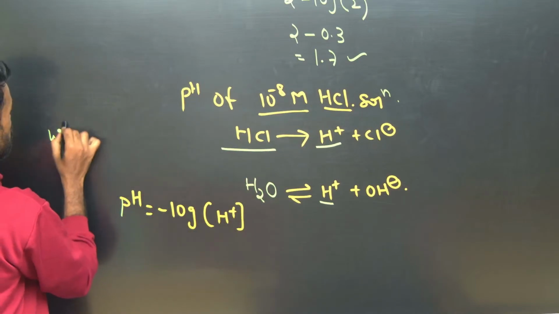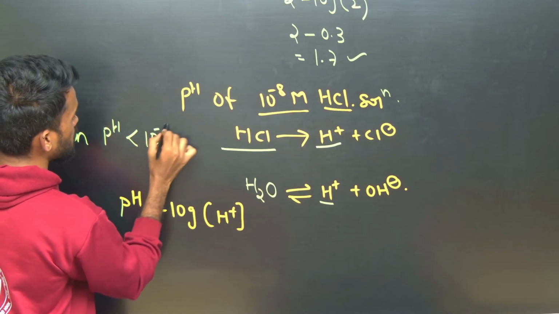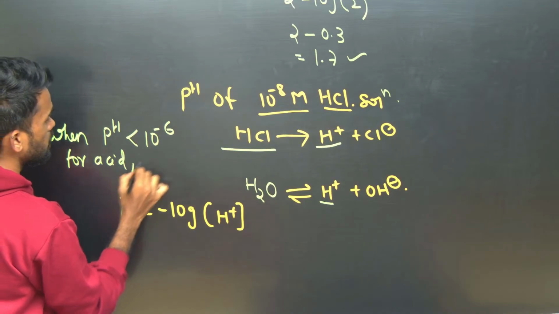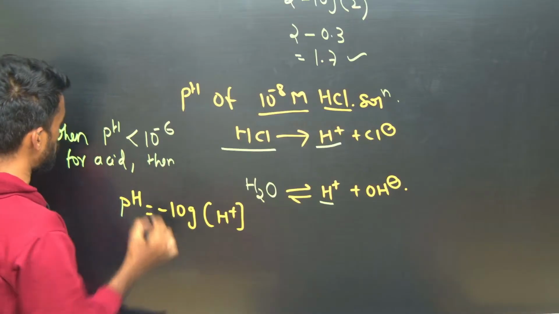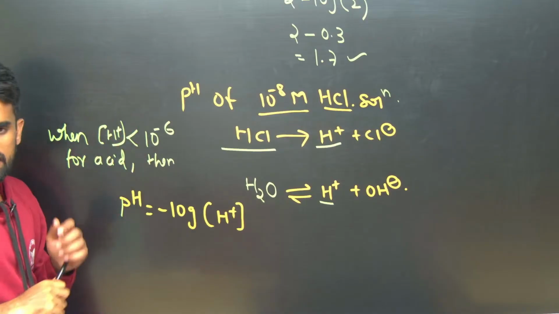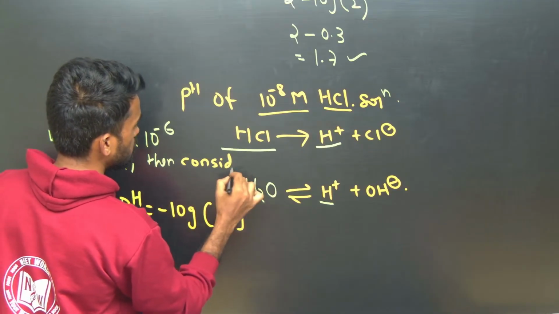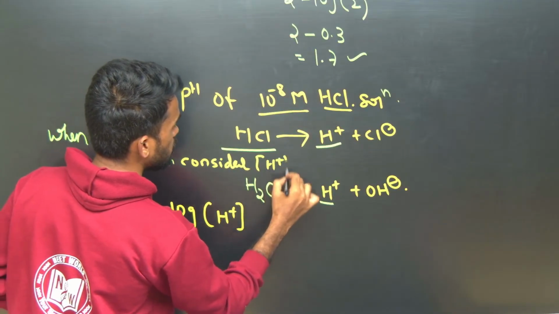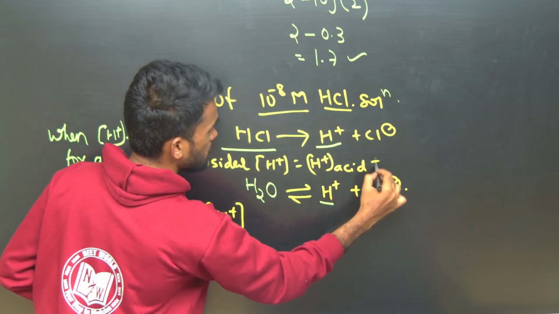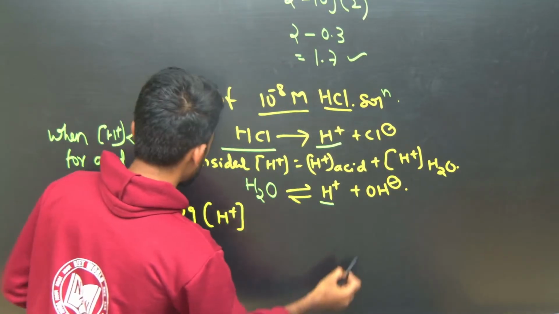When the pH is given less than 10 power minus 6 for an acid, then consider the H plus ion concentration from the acid as well as the H plus ion coming from water. It means what is the total H plus ion concentration here?